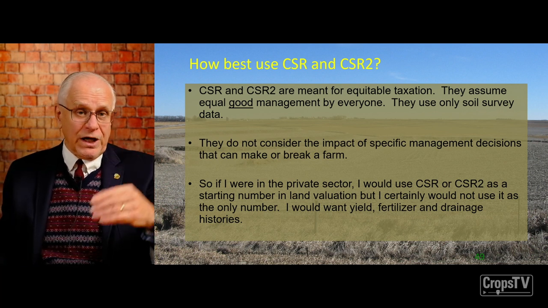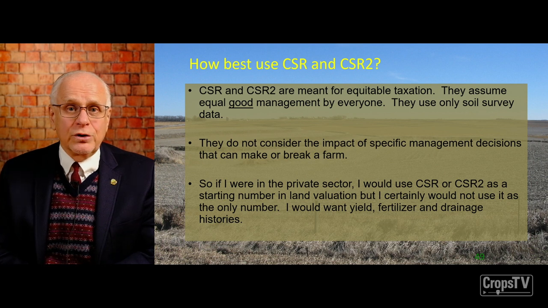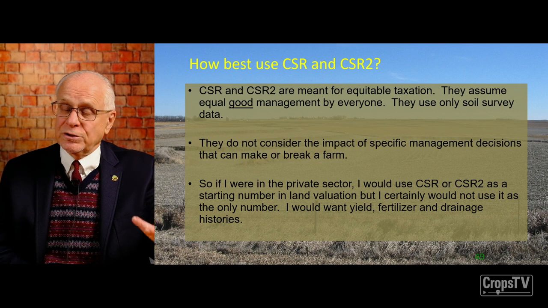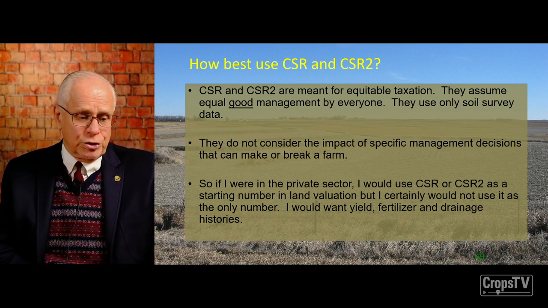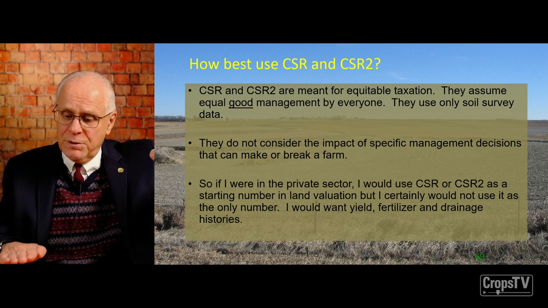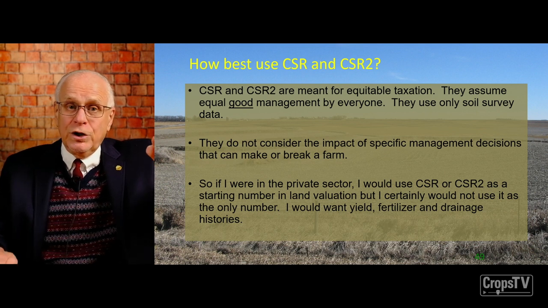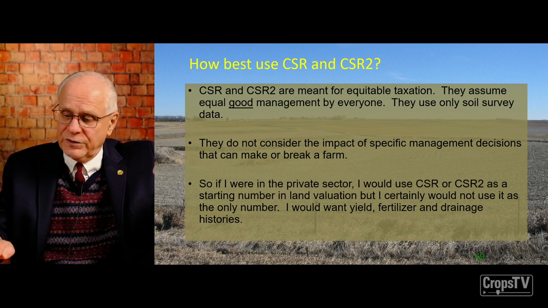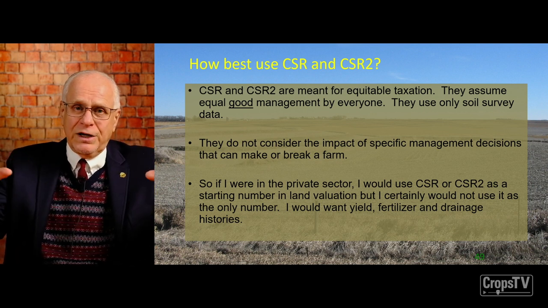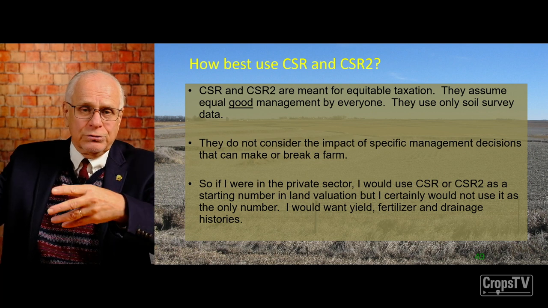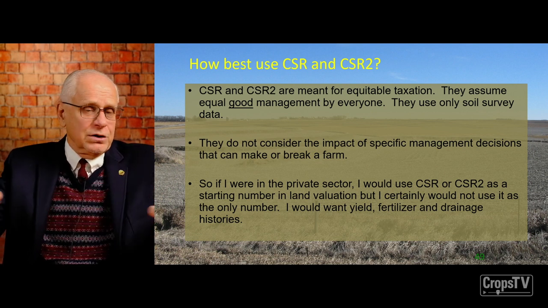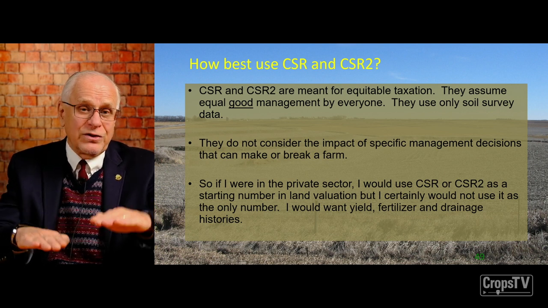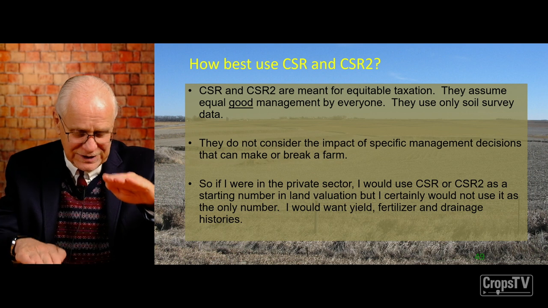And what I want to point out with my second bullet point there is, they don't take into account the specific management that can make or break a farm. As I already mentioned, yield really depends on all sorts of management. Over long term, good management improves your soil. Over long term, bad management destroys your soil. So CSR and CSR2 intentionally do not look at that. They say, we're going to assume everyone's a good manager doing the right thing. They're adding tile lines when they need to. They're reducing erosion when they need to. They add fertilizers. So I would not use CSR and CSR2 at that level of specificity.